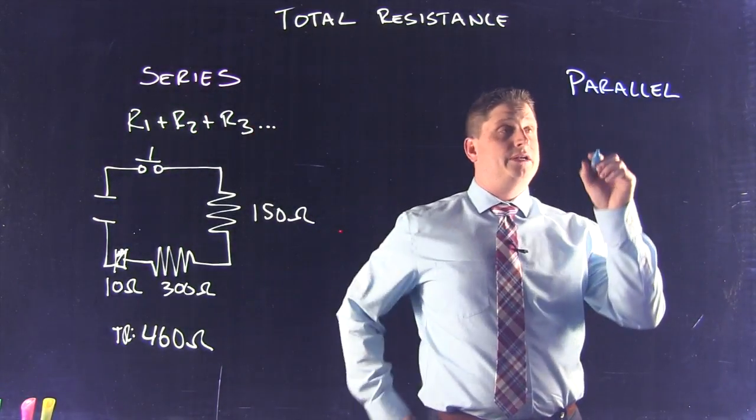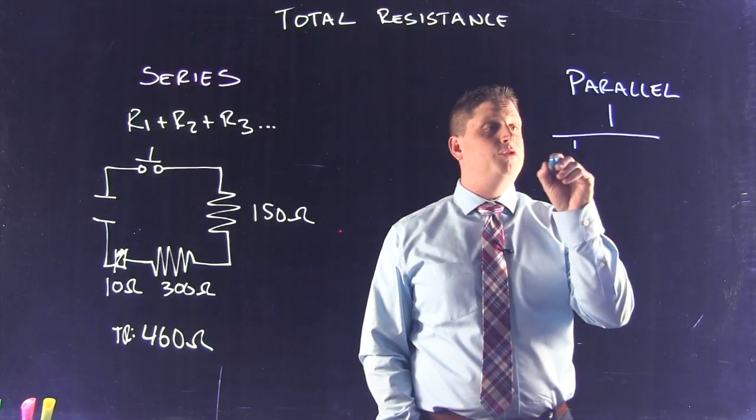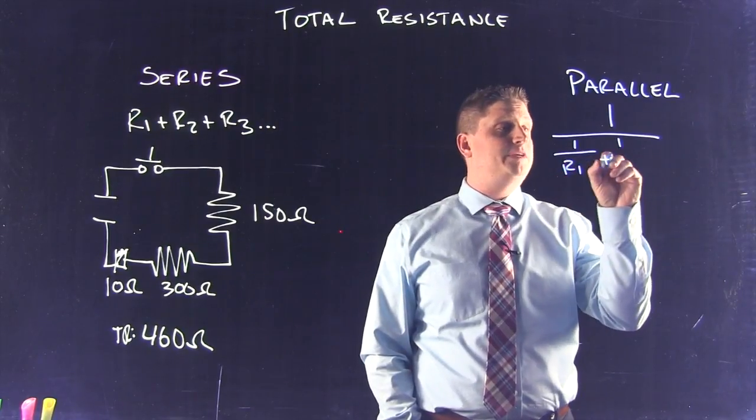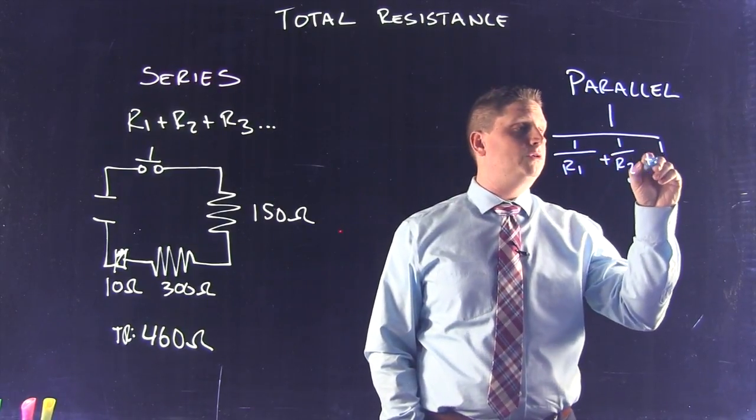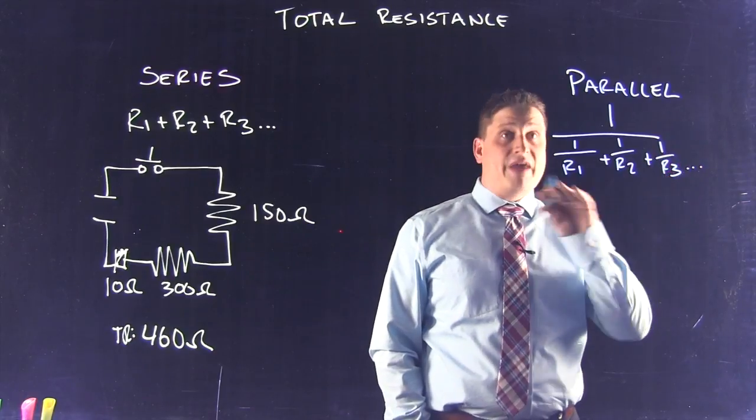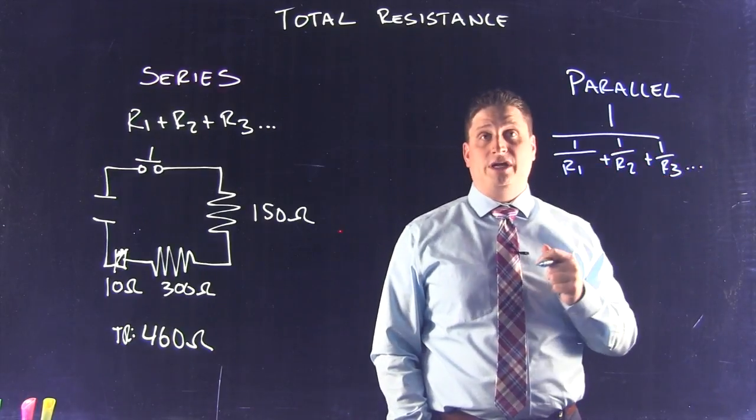Now, switching gears, let's go to the parallel circuit. In the parallel circuit, I'm actually going to have the reciprocal of R1 plus the reciprocal of R2 plus the reciprocal of R3. And that will continue on the bottom of this equation.